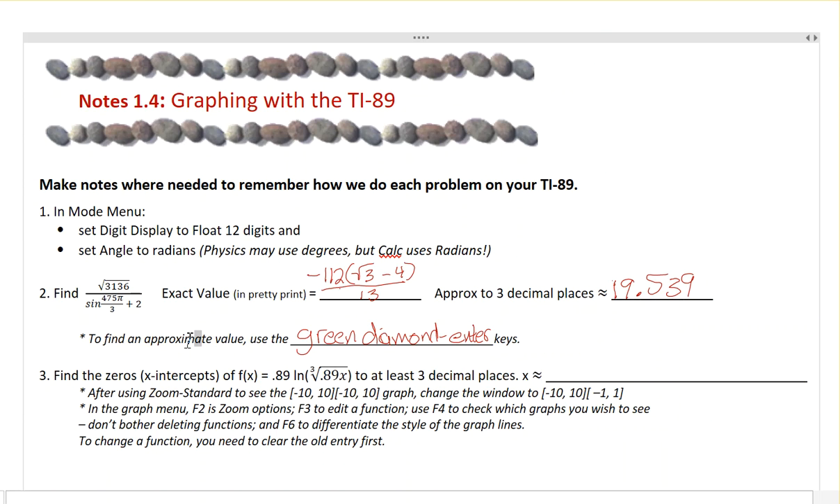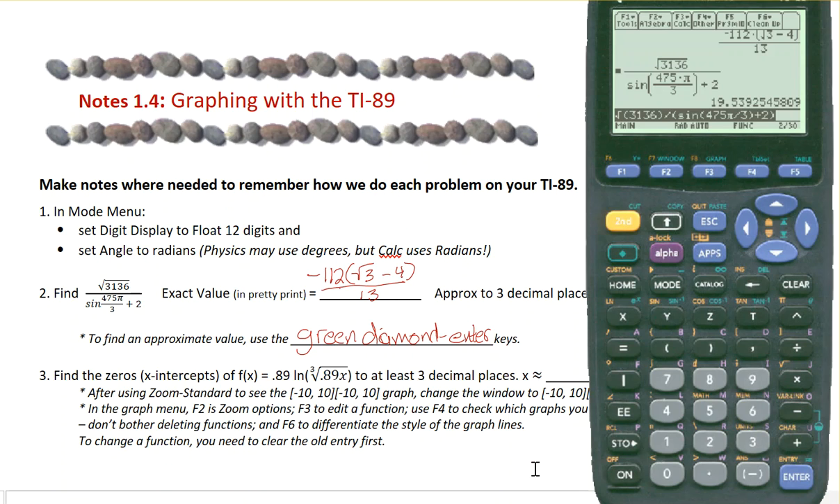So we can answer the next question there, put it in your notes so you'll remember. To get an approximate value, you will hit green diamond and the enter key. So if you put 7 divided by 9 in your calculator, it will come up with 7/9. So if you really want a decimal value, you'll get used to hitting green diamond, enter. There are other ways, by the way, to get approximate values, but green diamond, enter will always work.